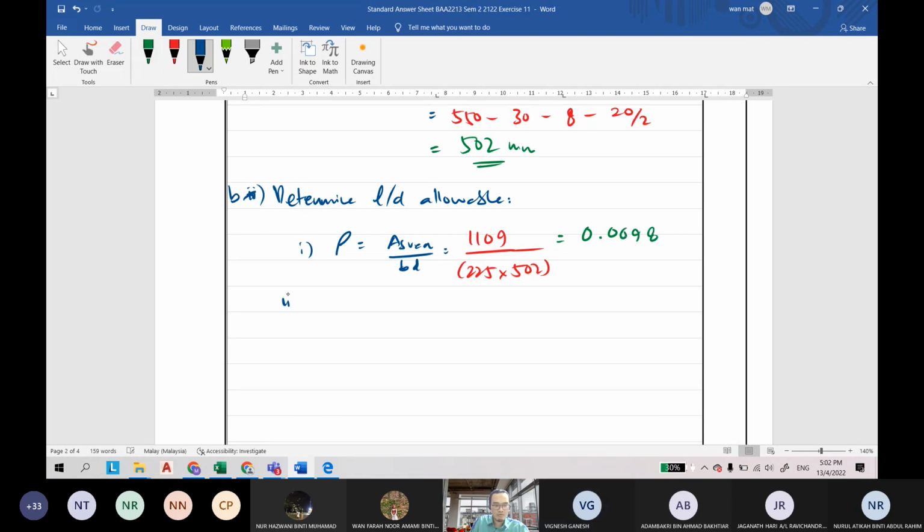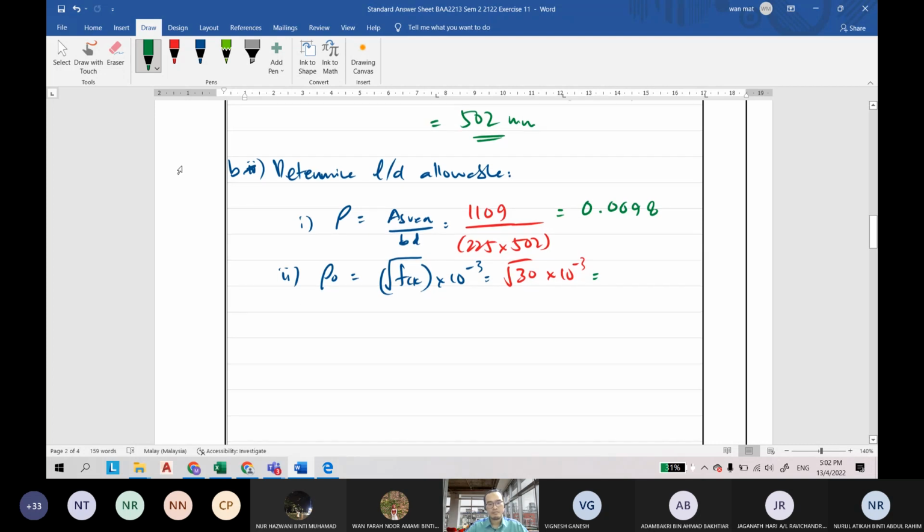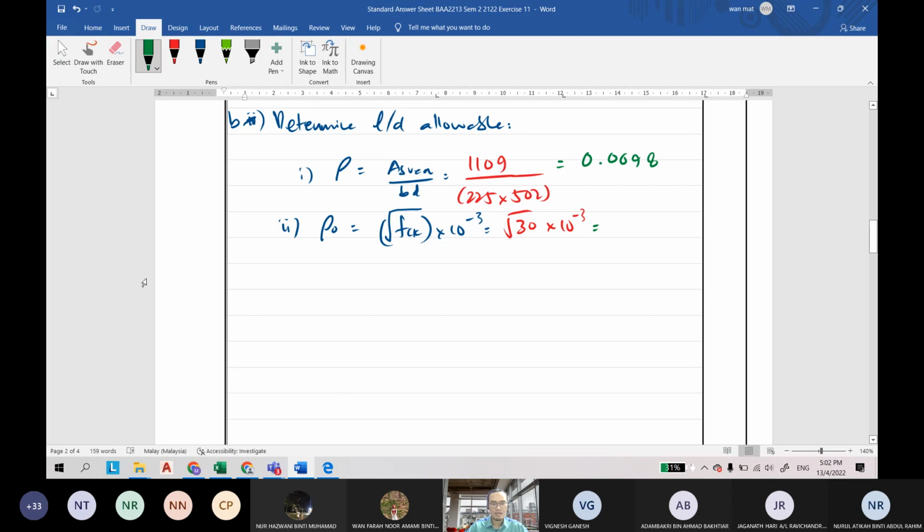And then the second step is to check the rho naught. Rho naught is equal to square root of FCK times 10 to the power of minus 3, equal to square root of FCK 30 times 10 to the power of minus 3. What is the value of our rho naught? Anybody, please? 0.0055. Okay, thank you. And then step number 3 is rho prime equal to AS prime required divided by BD.